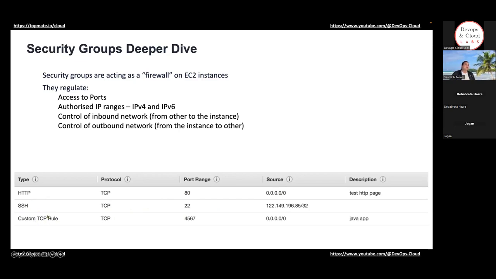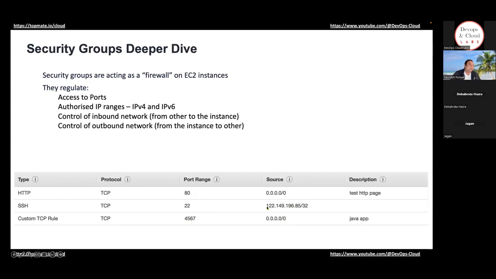But you can also create your own different rules. Let's say you want another custom TCP rule, so you use the TCP protocol, and you open a specific port that you want your application to be connected to. What this rule means is that any IP address, 0.0.0.0/0, will be able to reach the instances in this security group on this specific port 4567. And this line means any IP address will be able to reach the instances in this security group on port 80.